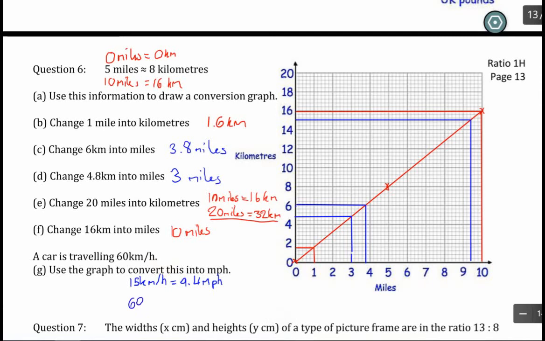So to get to 60 from 15, I know that I would times by 4. So if I times this by 4, that would give me 36, and that would give me 1.6, so 37.6 miles per hour.